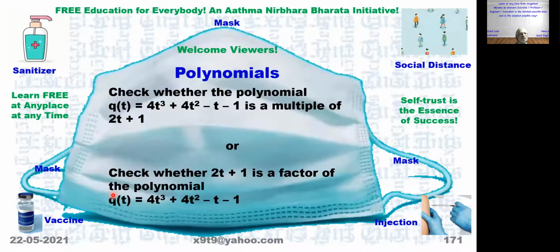So the question can be asked like this also. Check whether the polynomial q(t) = 4t cube plus 4t square minus t minus 1 is a multiple of 2t plus 1. Or it can be rewritten as: check whether 2t plus 1 is a factor of the polynomial q(t) = 4t cube plus 4t square minus t minus 1.